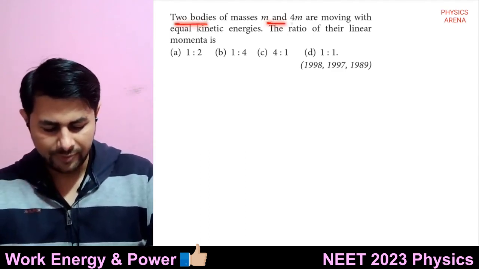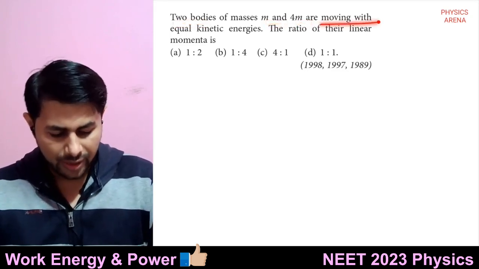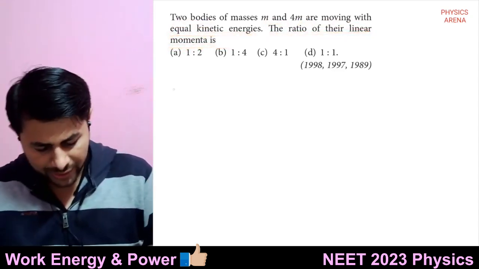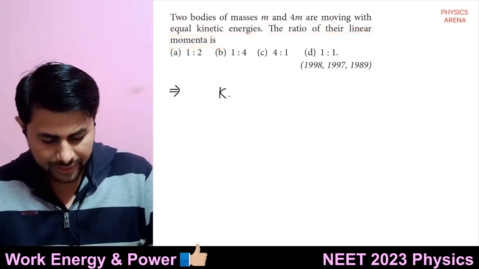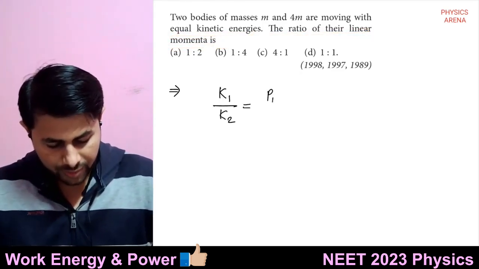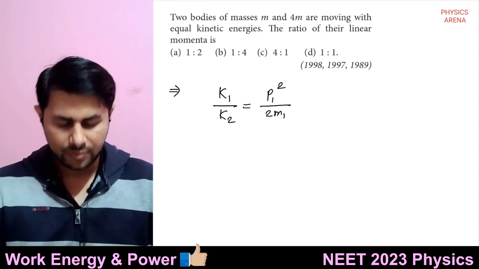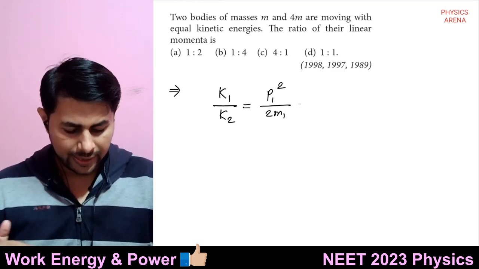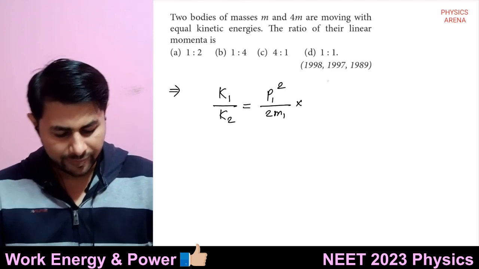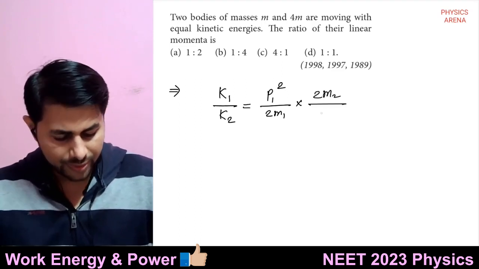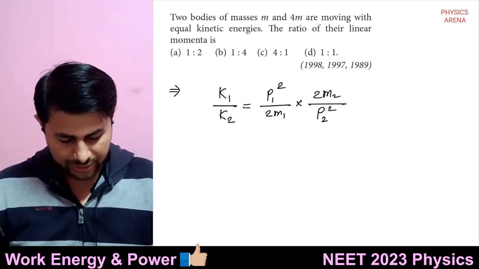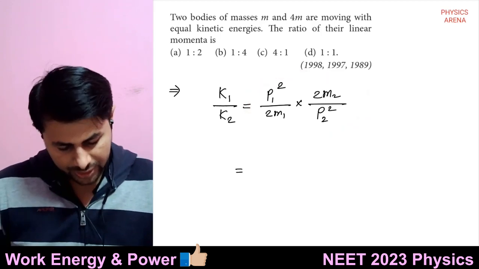So this is a very simple question. Two bodies of masses m and 4m are moving with equal kinetic energies. The ratio of their linear momenta is? So again, we'll use kinetic energy. K1 is to K2 equals p1 square upon 2m1, and we'll use this a lot, that dividing by something is equal to multiplying by its reciprocal. So 2 times m2 upon p2 square. Okay, so this will simplify the process.